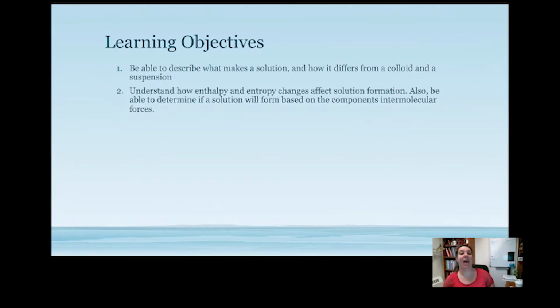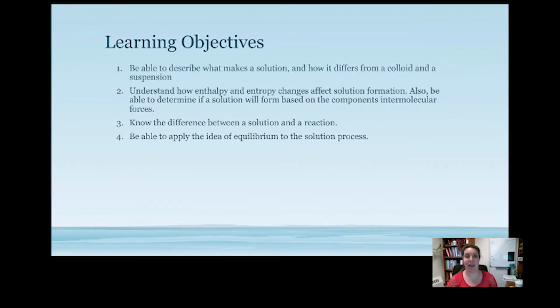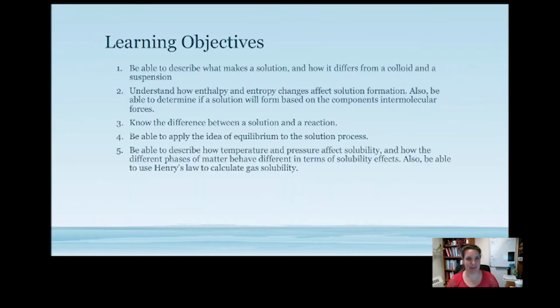We're going to be looking at entropy and enthalpy, two thermodynamic quantities, and seeing how those quantities affect our solution formation. We'll also be using intermolecular forces and intramolecular forces to determine if a solution will be made from those. We'll be looking at the difference between a solution and a reaction, and we'll be looking at the idea of equilibrium and how it applies to a solution process. So bringing back the equilibrium in basically every chapter this semester.